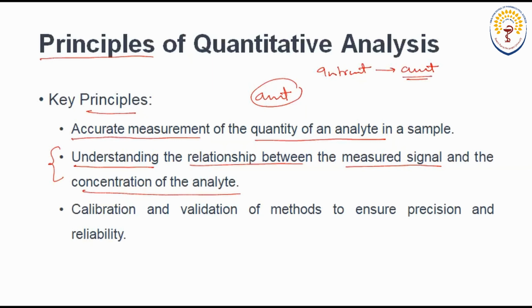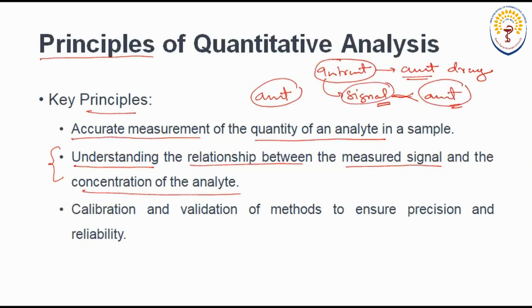Most of the time I will be taking the name drug. So we want to know the amount of a drug in the sample, say a tablet. When we are testing our drug in the instrument, there is a signal given by the instrument. This signal is directly proportional to the amount of the drug in the sample. The more the amount of the drug, the more the signal we will get.